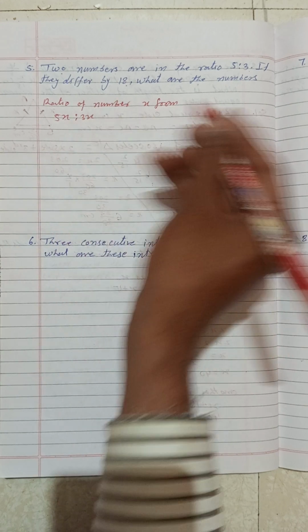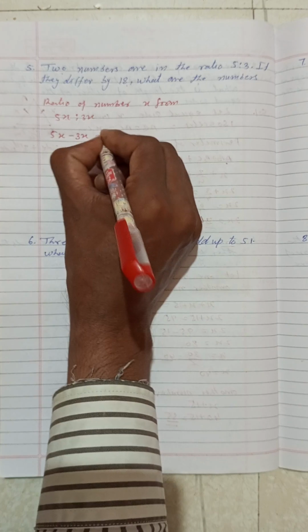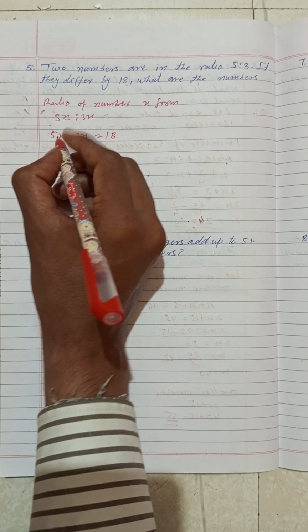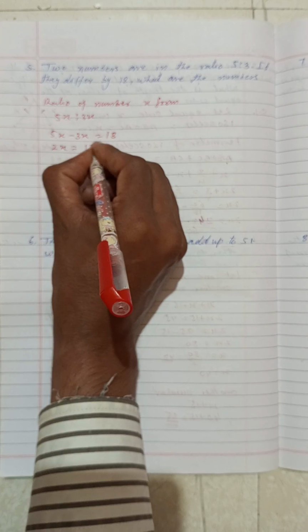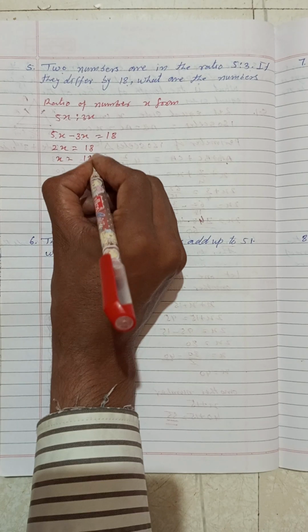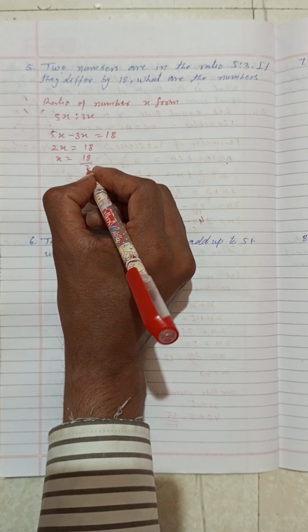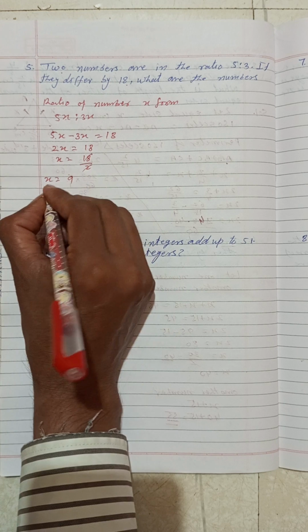If we do that, then it will become equals. Means 5x minus 3x, then we are getting 18. So what are the numbers? 5x minus 3x is equal to 2x. 2x is equal to what? 18. Then x is equal to what? 18 by 2. Because it is multiplication, that side will go, then it will become division. Then x is equal to 9. 2 1s are 2, 2 9s are 18. x is equal to 9.